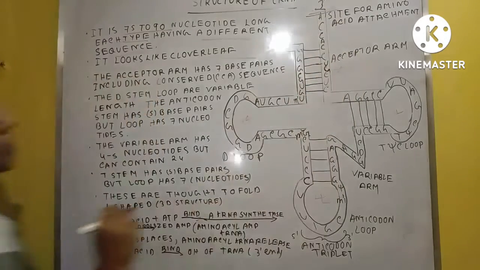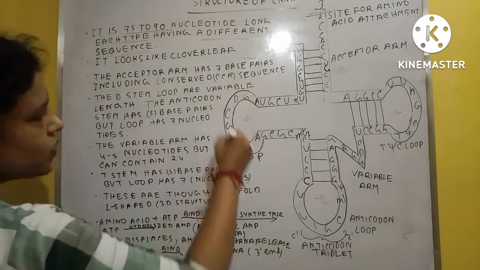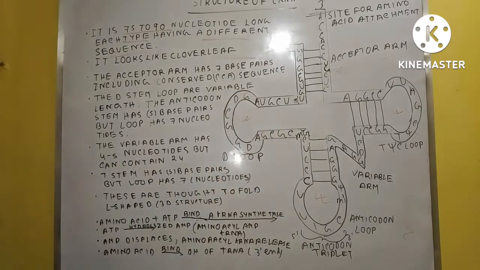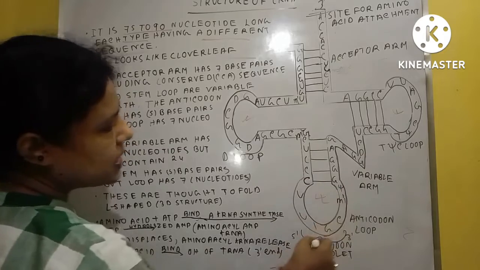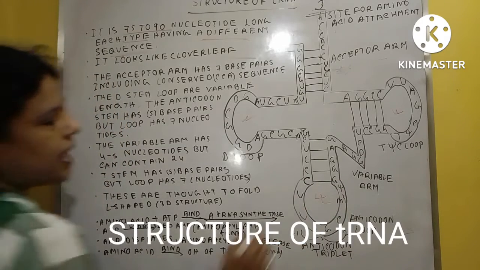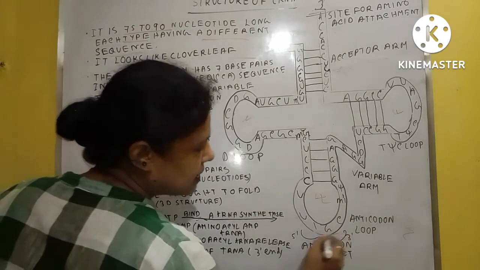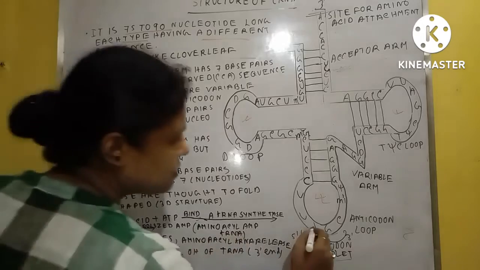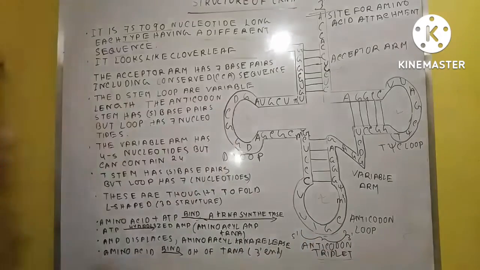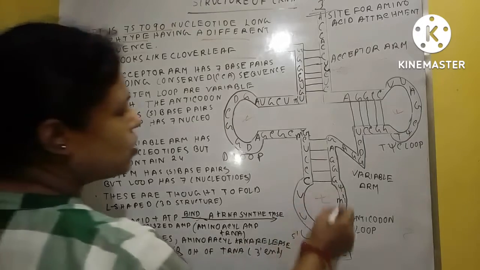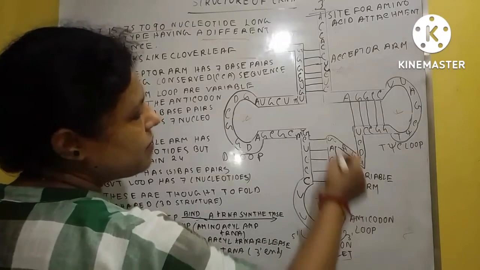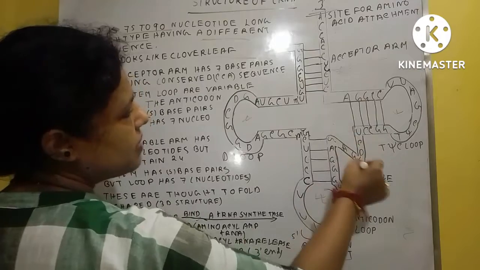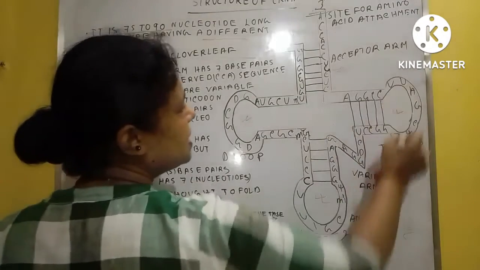Second, this is the D loop, and this is the D stem. And this loop is called the anticodon loop. Three nucleotides are there, forming the triplet. You can see the three bases here that form the triplet, and this is the anticodon loop. This is called the variable arm, and this one is the T loop.